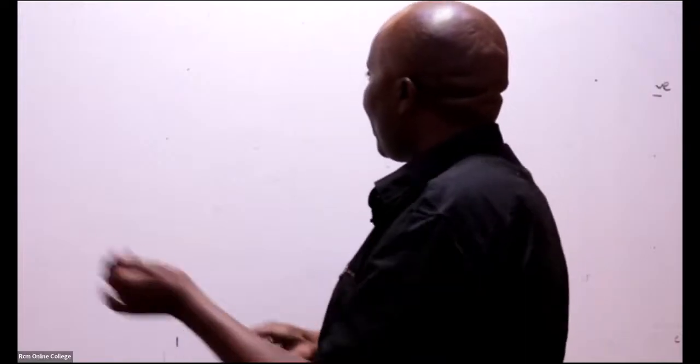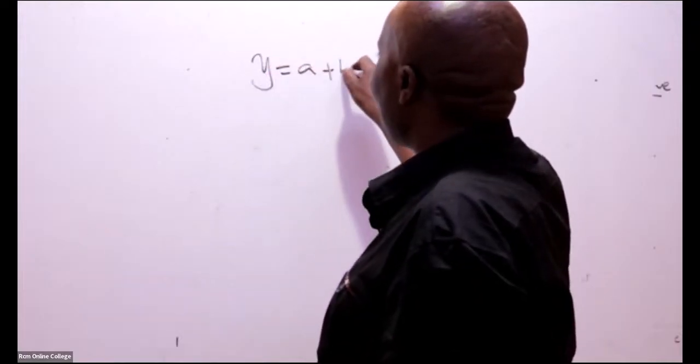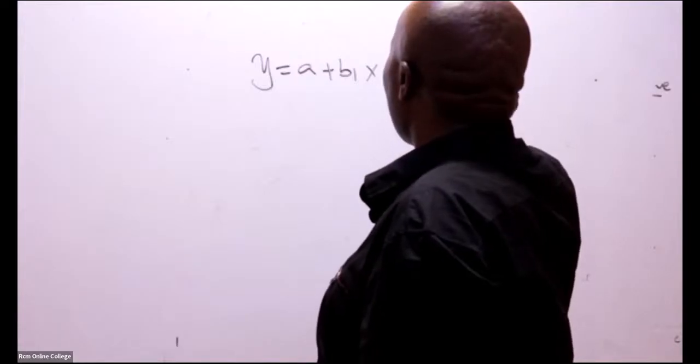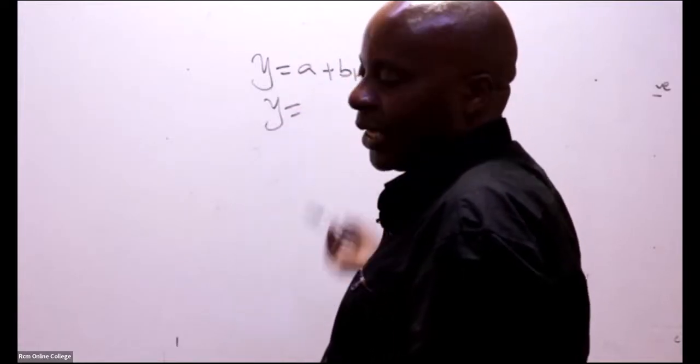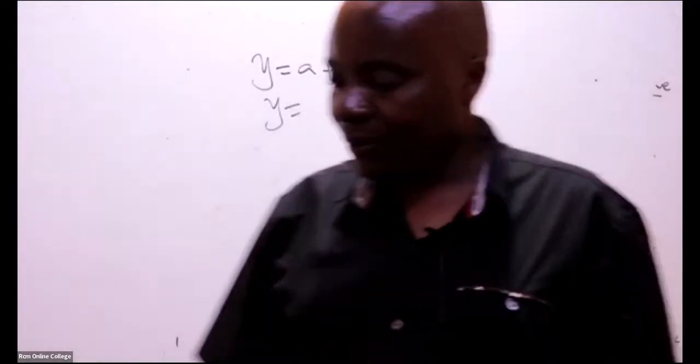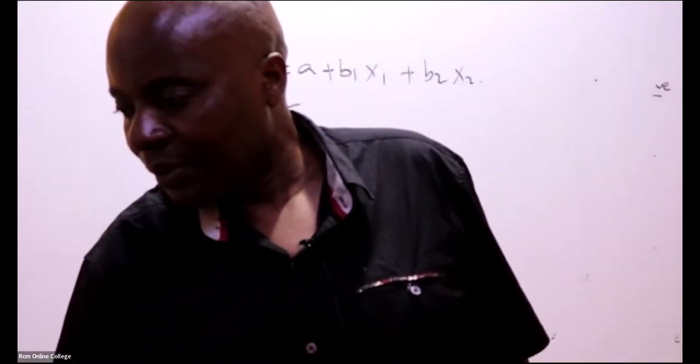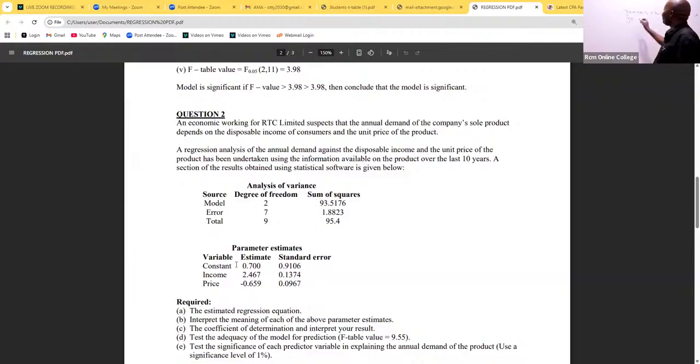So we have here y equals a plus b1 x1 plus b2 x2. Now y will be equal to a, and a has been given in the question. A is 0.7, plus b1, which is 2.467 x1, plus b2, which is negative, so minus 0.659 x2.